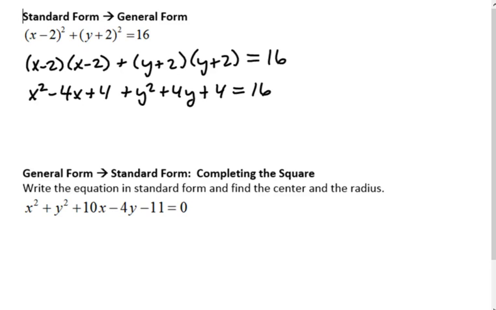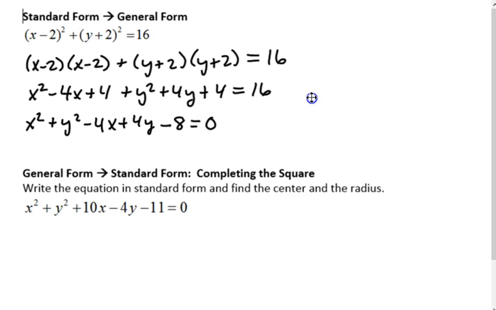Now I'm going to put them in order with the squared terms first, then the unsquared terms, then the constant equal to 0. So I'm going to have x squared plus y squared minus 4x plus 4y. Then I have a plus 8 over here minus 16, so this is going to be minus 8 equals 0. So this is what's known as general form.